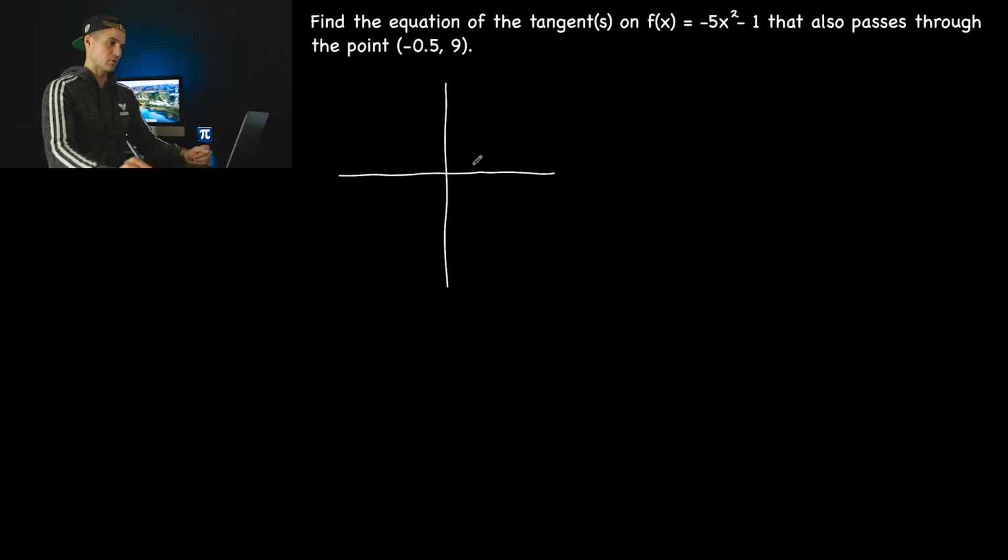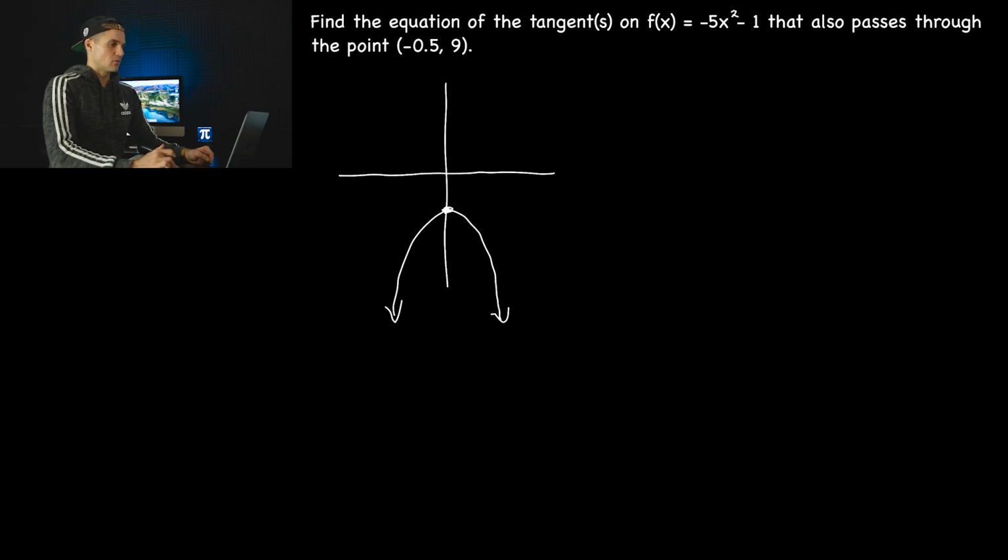So I'm going to first explain what's going on visually before we get into the actual algebra. If I take this function, negative 5x squared minus 1, and graph it, it's basically a quadratic that got flipped over because of the negative 5, and then it got shifted 1 down. So it looks approximately like this, right?